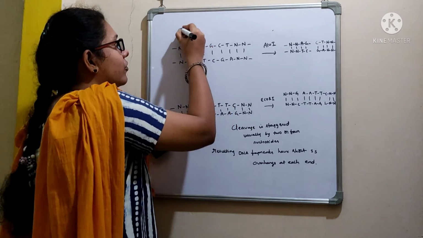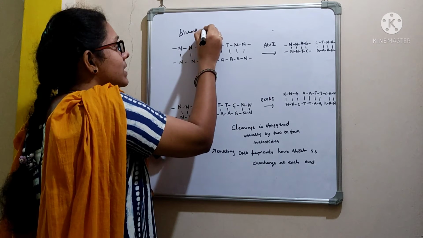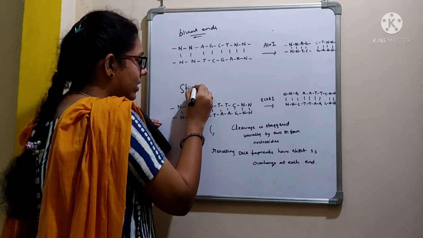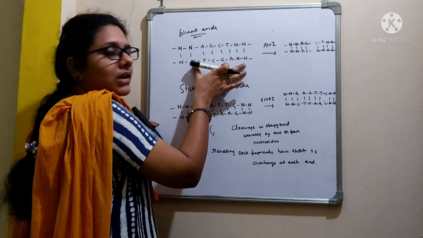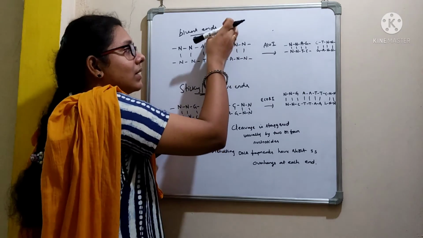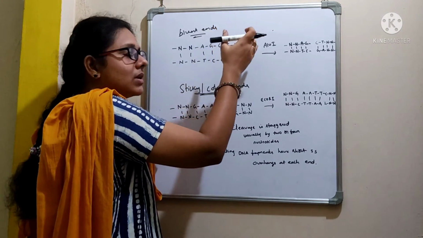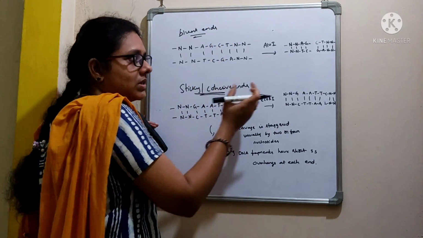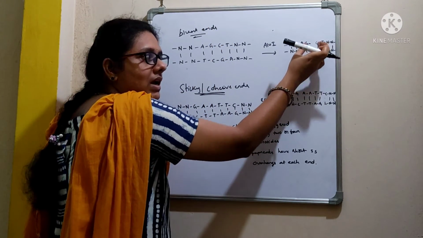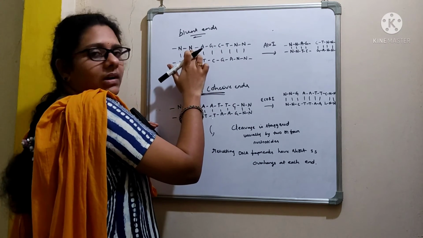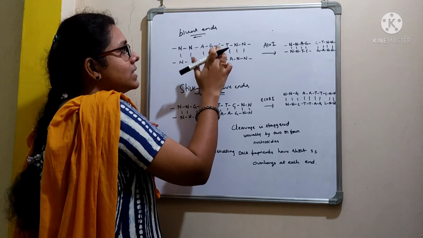Observe the picture carefully. This diagram is for the blunt ends and this is for the sticky or cohesive ends. Look at the sequence of double stranded DNA here. As I told you earlier, these restriction enzymes are going to cut the DNA exactly at the same position in both the strands of the DNA. See, this is the sequence. N stands for a nucleotide, A, G, C, T.